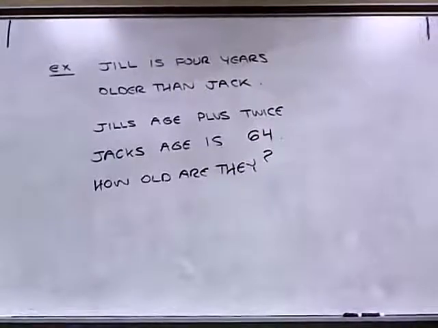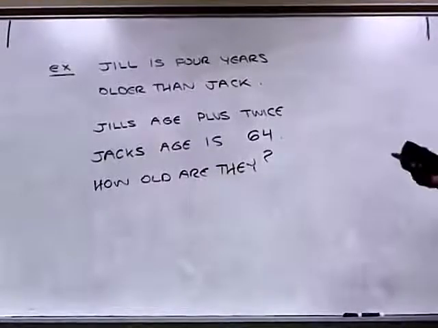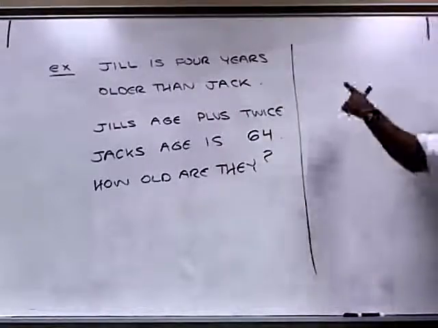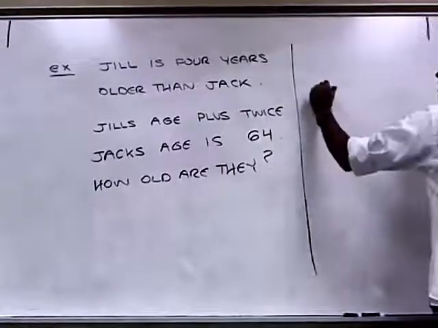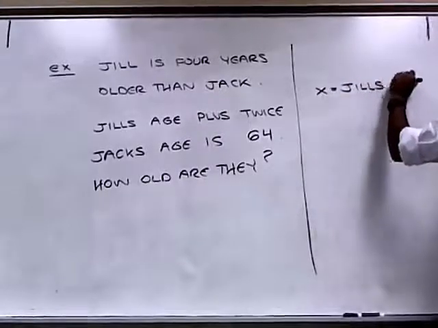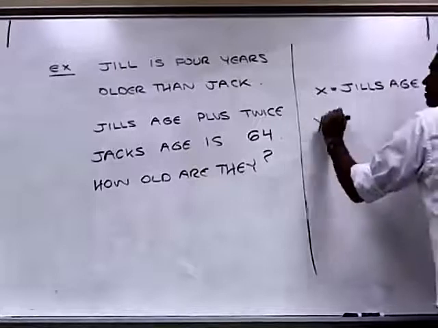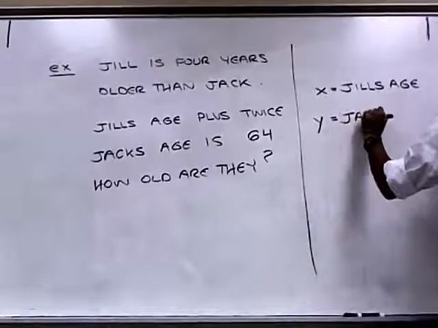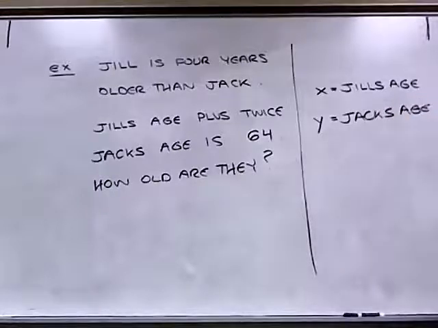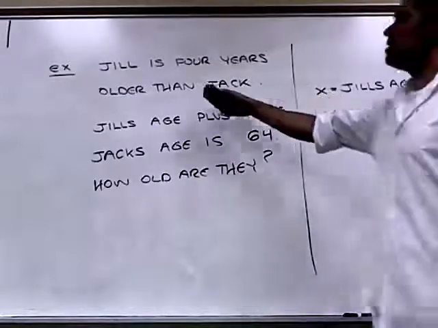So what we're going to do is come up and try and set up some equations. What are we trying to find? We're trying to find Jill's age and Jack's age, right? So I'm going to let x be Jill's age. I'm going to let y be Jack's age. If x is Jill's age and y is Jack's age, what does the first sentence tell us?